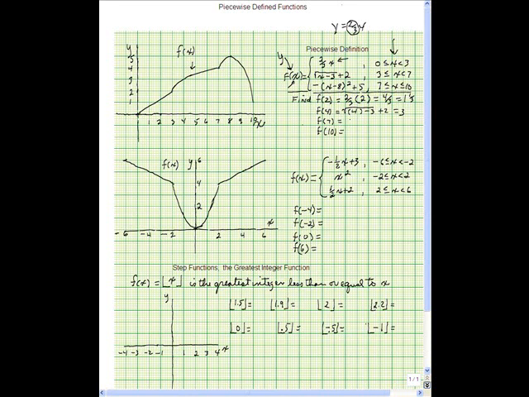F of 7, now you've got a conflict. There's a 7 here, there's a 7 here. So which one do you use? Well, in the second one, x can't be 7. But it can be 7 because of the equal to bar in the third one. So you would use the third one.